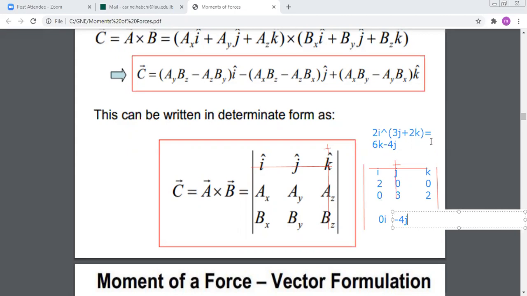And the final term along k, I will drop these two. So I get 2 times 3 minus 0, which is 6. So plus 6k. And of course, I will get the same result. Okay. So plus 6k. Any question until here?